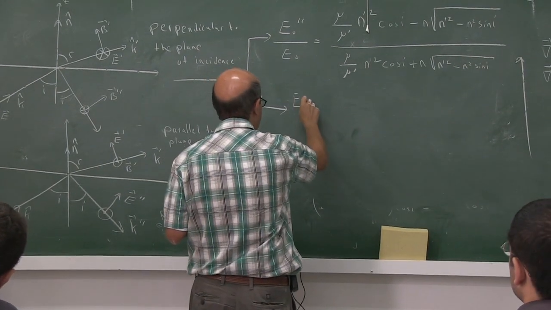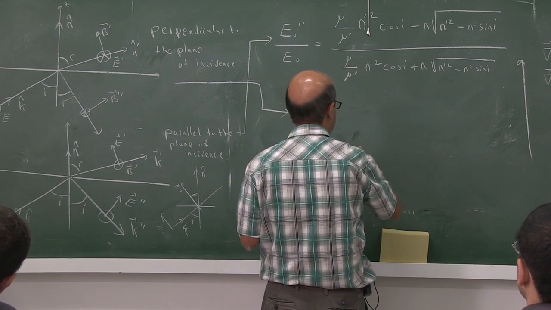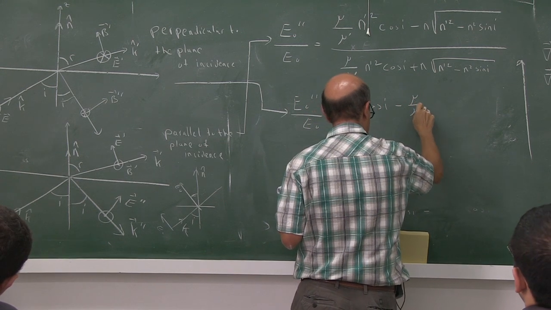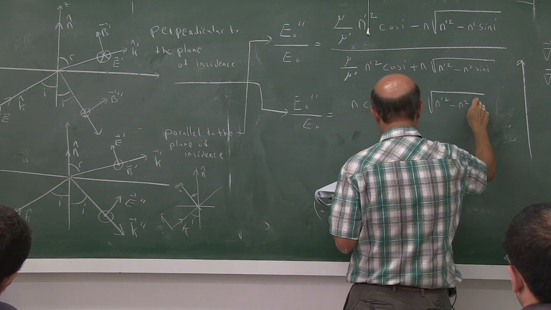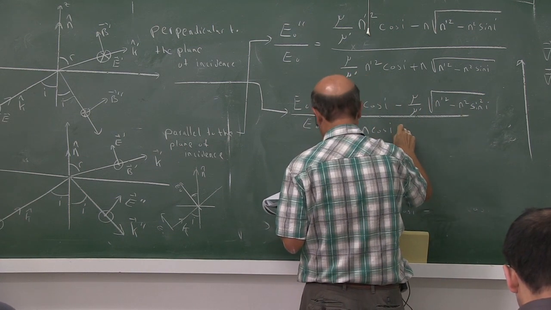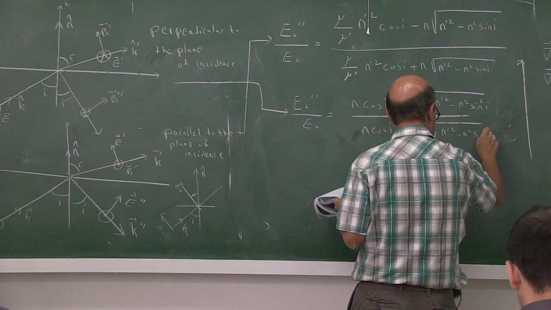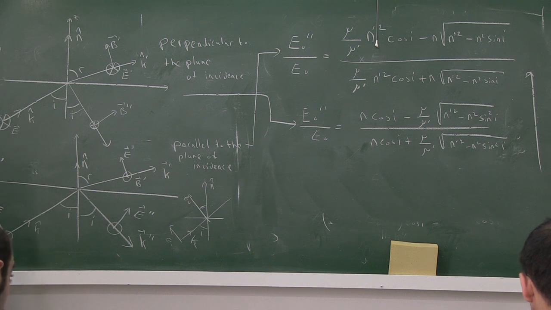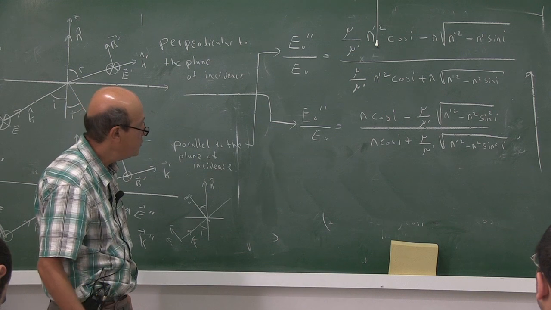So you will find that one, and cosine I minus mu prime n prime square... n square sine square I over n cosine I plus mu over mu prime n prime square minus n square sine square I. So I wrote the second one without deriving, just to see that they are different.